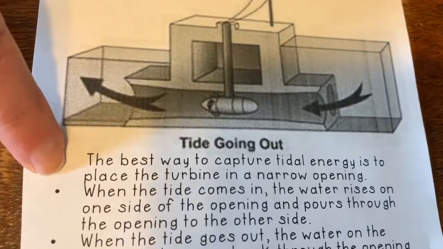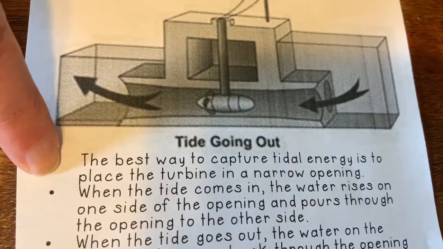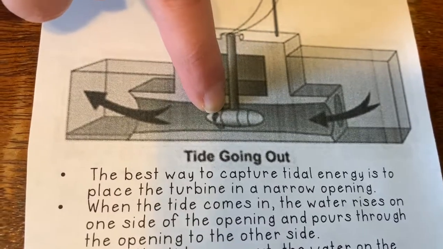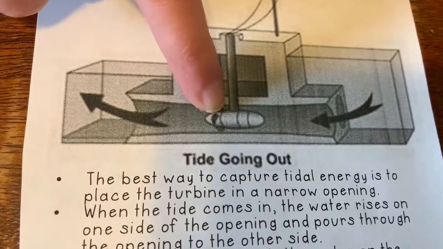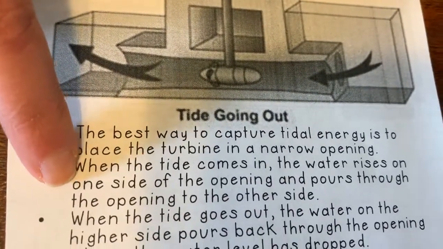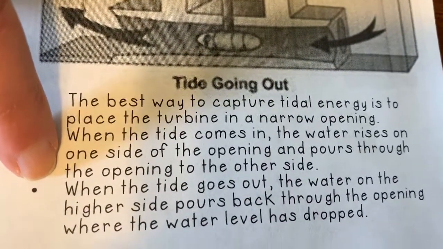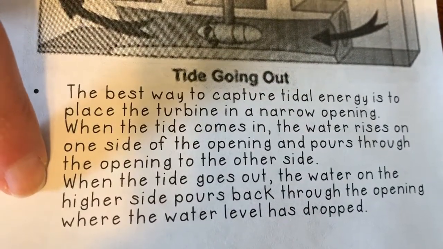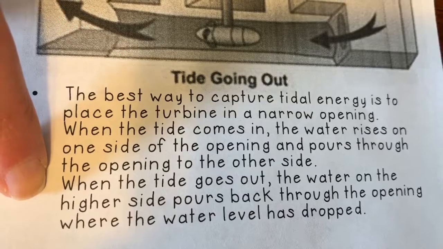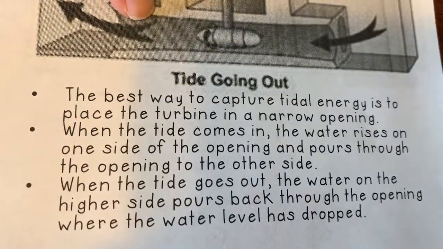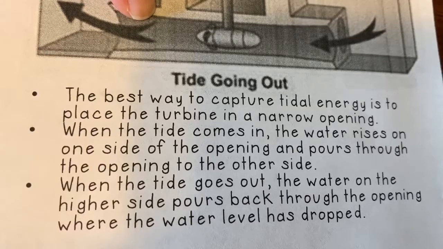Okay, so let's read this. The best way to capture tidal energy is to place the turbine, that's this little part that spins, in a narrow opening. When the tide comes in, the water rises on one side of the opening and pours through the opening to the other side. When the tide goes out, the water on the higher side pours back through the opening where the water level has dropped. This same thing can also happen where they build dams, like the Hoover Dam.